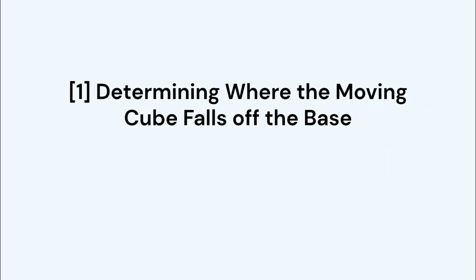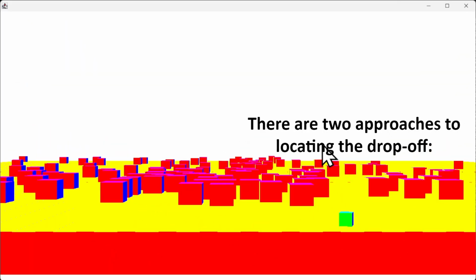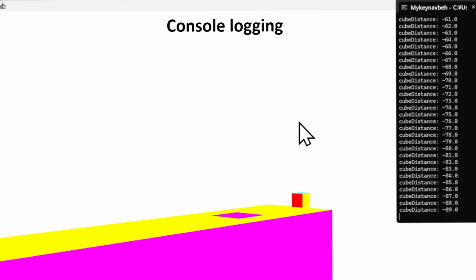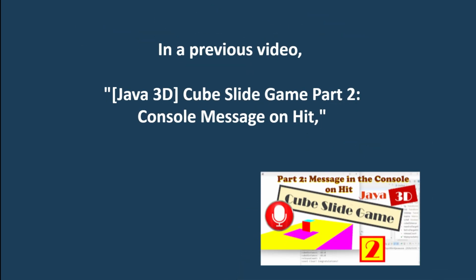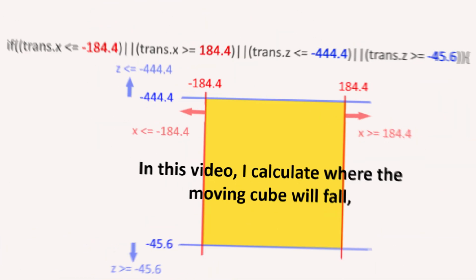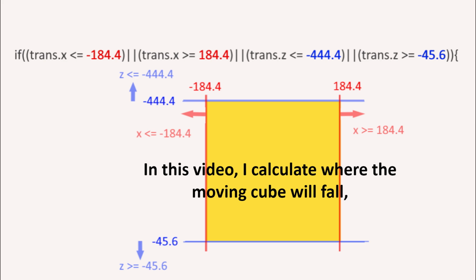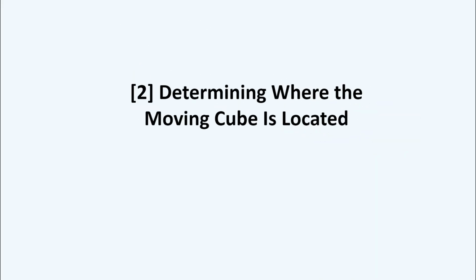1. Determining where the moving cube falls off the base. There are two approaches to locating the drop-off: console logging versus mathematical calculation. In a previous video, Java 3D Cube Slide Game Part 2, console message on hit, I used the System.out.println statement. In this video, I calculate where the moving cube will fall, which is easier than using the System.out.println statement.